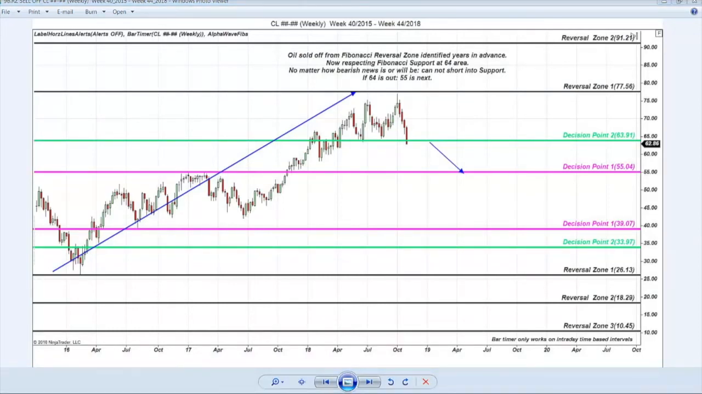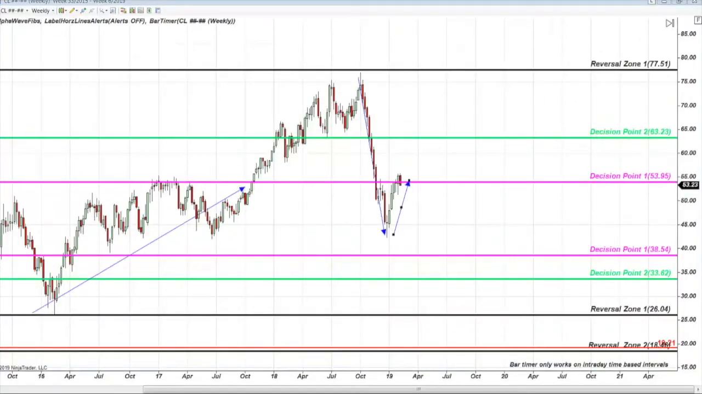This is oil now, before the news. This is oil now. Oil took more than 6 months to break through this key support. And as expected, 64 is out, oil went into free fall.